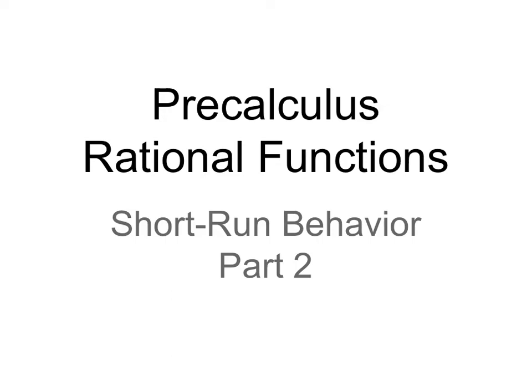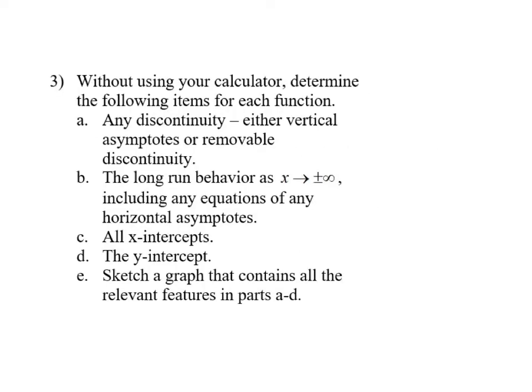In this video lesson, we will continue to work through the exploration sheet that covers short-run behavior of rational functions. We'll be starting with number 3 on that sheet, which is on page 3. Number 3 is basically asking you to sketch the graph of a given rational function when you know what the formula is. And to be able to do that, of course, without a calculator, we need to determine several things before we actually sketch the graph.